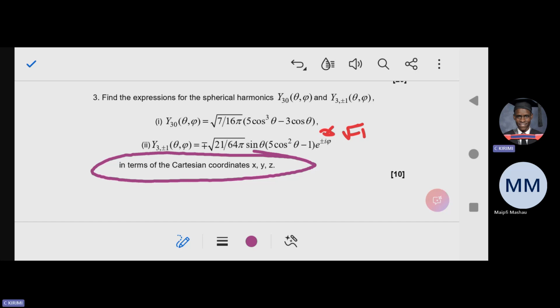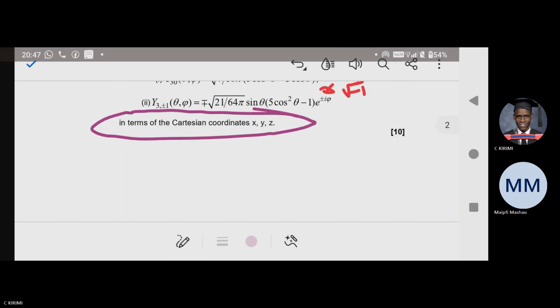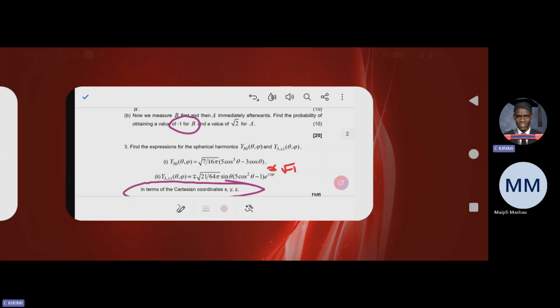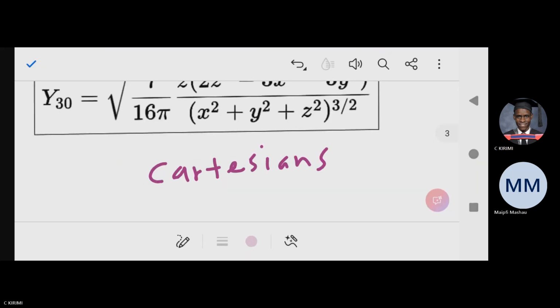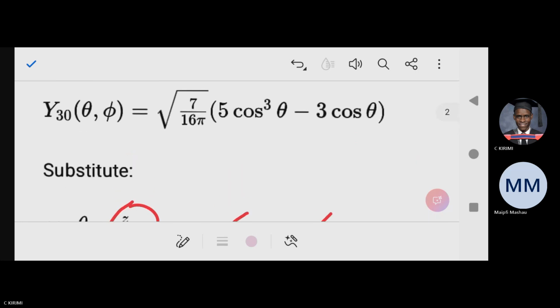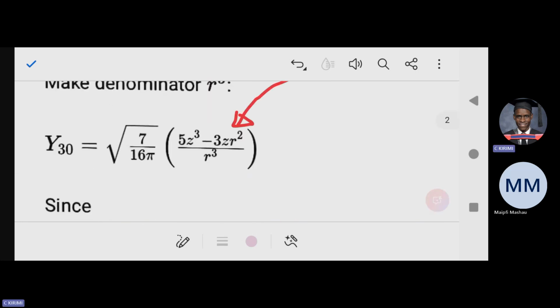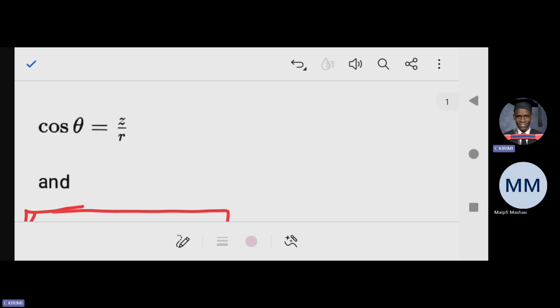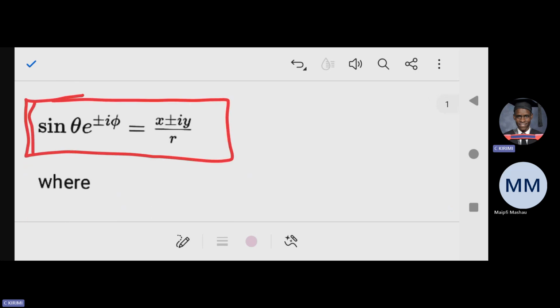Don't forget the identity which I told you. Which means you need the Euler identity. This one, very important. The Euler identity is also very important. It says sine theta e to the power positive or negative i phi is equal to x over r plus or minus i y over r.